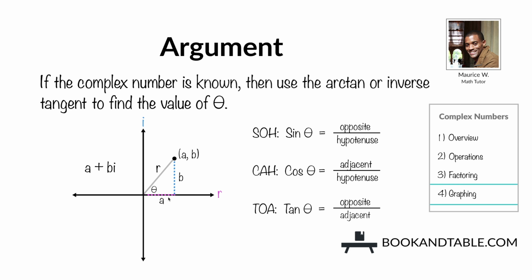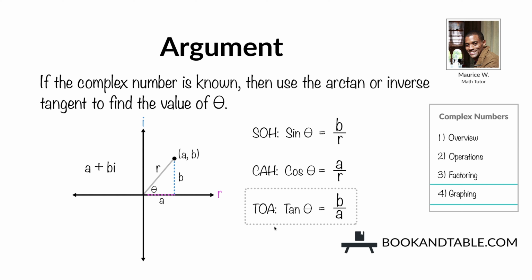Now, if the complex number is known, then use the arctan or inverse tangent to find the value of theta. So, if we have some complex number, a plus bi, this side is going to have a length of a, equivalent to our real number along our real axis. B is the length of this second side here, or the opposite side of our theta. Since b is along the imaginary axis, it's the same value as this imaginary number. So if we're looking to figure out, do we use sine, cosine, or tangent? Well, if we look at SOHCAHTOA in relation to our sides, a, b, and r, tangent of theta is the one that we can use just by having the complex number.